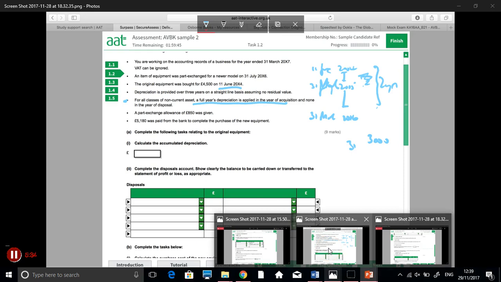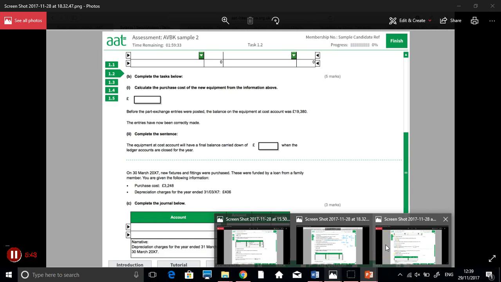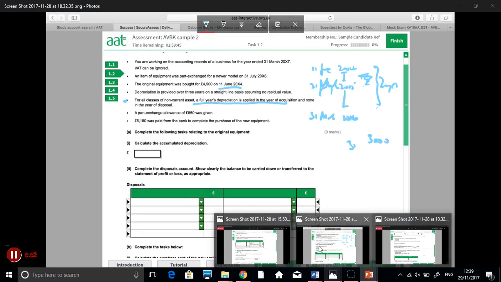And if you like, of course, look at me, almost missing out on something there. It tells us that for the new set of assets you have to depreciate those as well. Let's look at this. It tells you for all classes, depreciation is... where are we? So complete the task relating to the original equipment. Calculate the accumulated depreciation. You're buying this new equipment, so we need to depreciate this new equipment in that year.